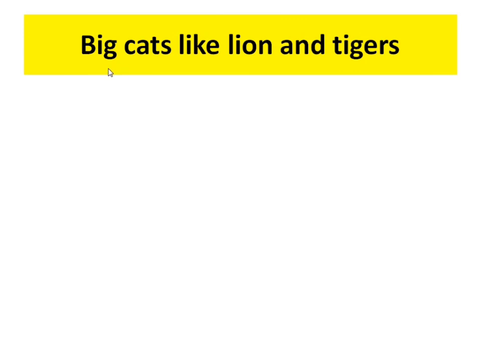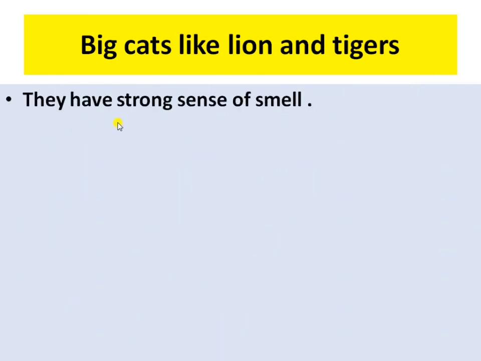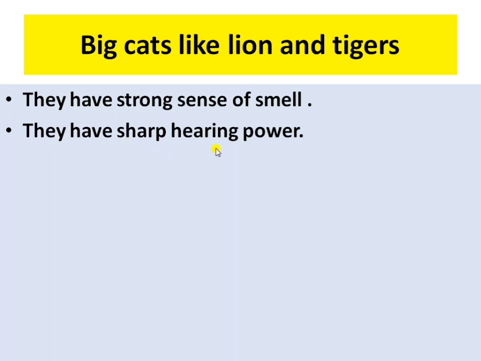Next are big cats like lions and tigers. Lions and tigers have a strong sense of smell which helps them locate their prey. They have sharp hearing, so they can easily hear even a slight movement in the forest. They also have sharp eyesight that helps them hunt the prey.